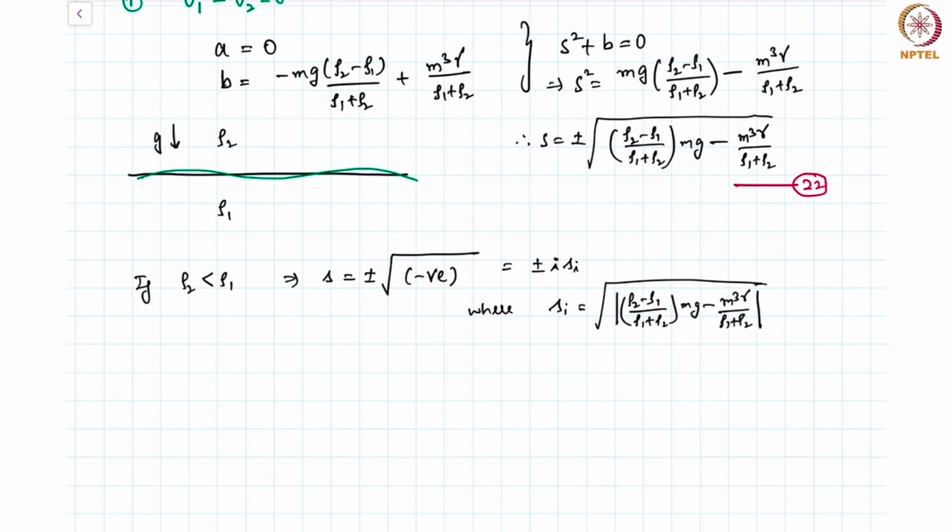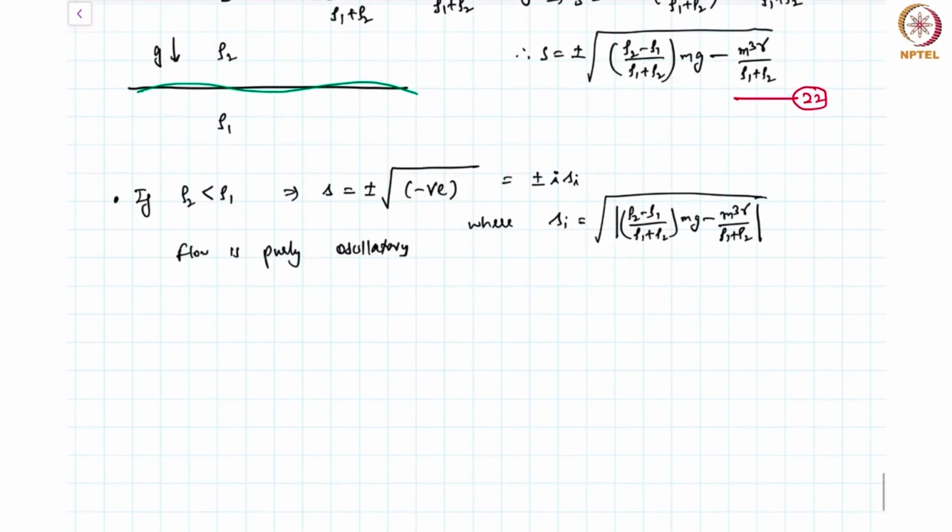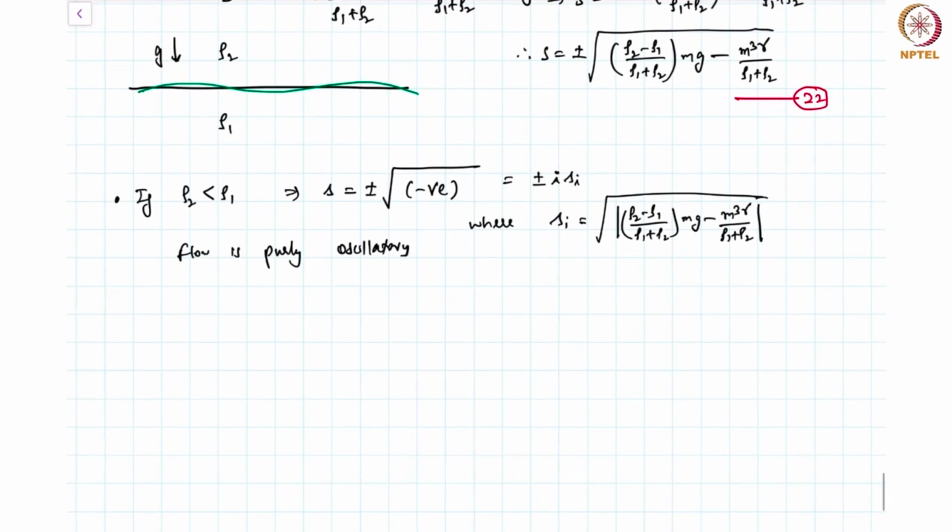It's just the magnitude of this quantity. So it's purely oscillatory, right? In this case, flow is purely oscillatory in nature, and that's not surprising, because if the density above is lower than the density below, then clearly if you make any undulations, let's look at the physical mechanism.